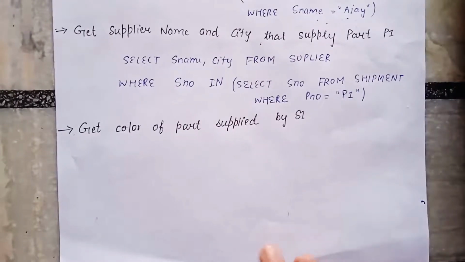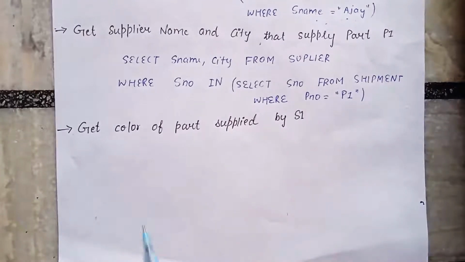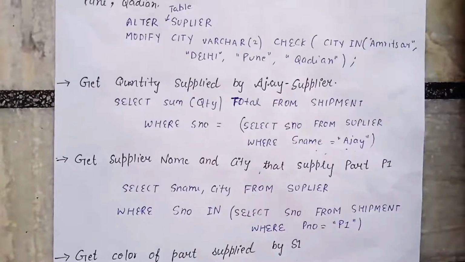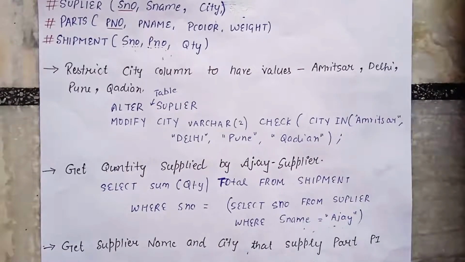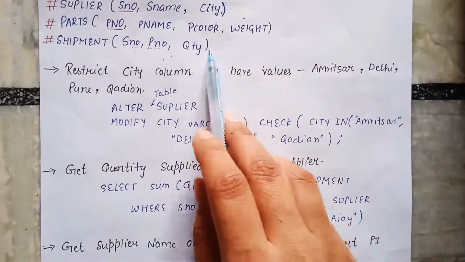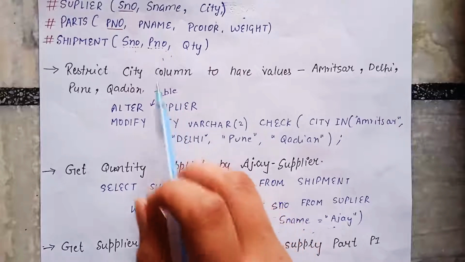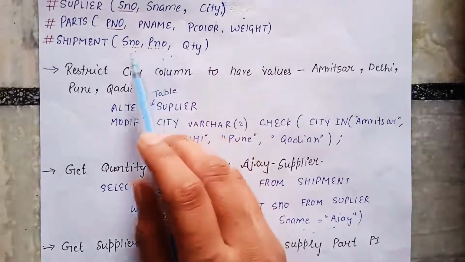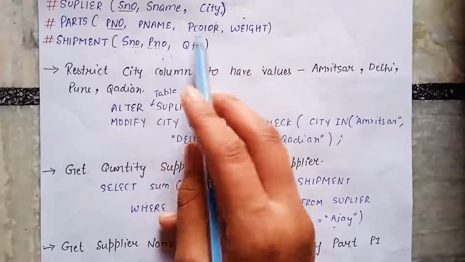Now let's see the next query. So what is the next query? Get colors of parts supplied by S1. So we want to know the colors, and we can get to know about the colors of parts from this parts table. So how do we solve this query? Firstly we will get to know about those parts that are supplied by supplier S1, and then after knowing about the parts supplied by S1, we will get to know about the colors of those parts from this parts table.